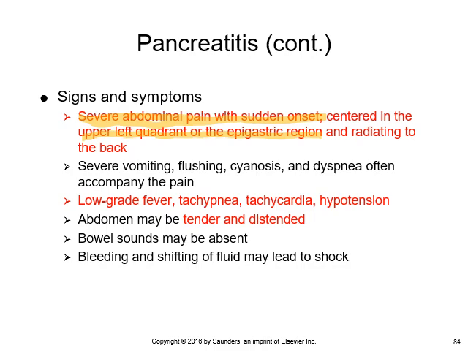Okay. And radiating to the back. So we have to remember this. This is a severe abdominal pain with sudden onset, and the location is in the upper left quadrant or maybe in the epigastric region that radiates to the back. More signs and symptoms.